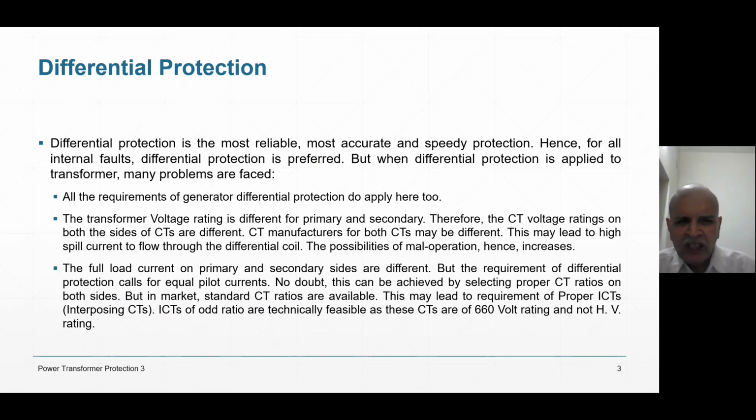This is one thing. Another thing is full load current on primary and secondary sides are different because voltage ratio is different. Right? So if you have 132 by 66 kV transformer, on 132 kV, if you use 500 by 1 CT, then on 66 kV you have to use 1000 by 1. So that finally pilot currents have to be same, because our main point is pilot currents have to be same, equal. This I was talking about 132 by 66 kV.